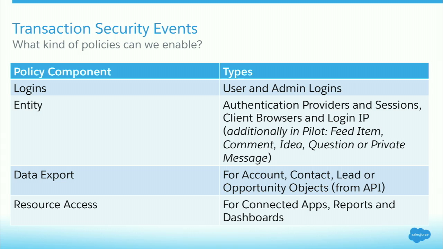And let's go back to the slides to take a look in a little more detail at the types of policies that we are able to create today, as well as a little bit of what we're working on next on the roadmap. So different policy components for transaction security today include logins. So these are user and admin logins, obviously. Different entities, so auth providers, sessions, client browsers, and login IPs.